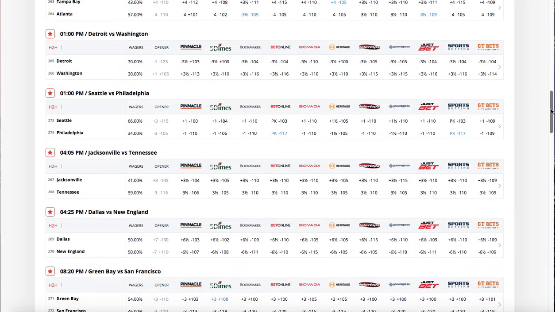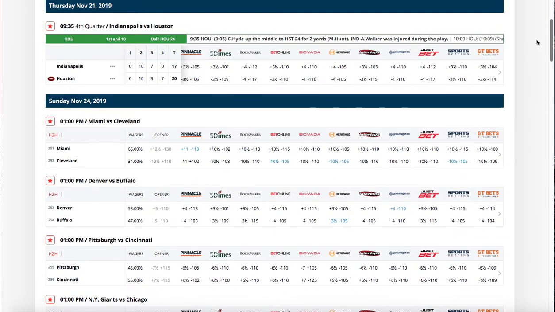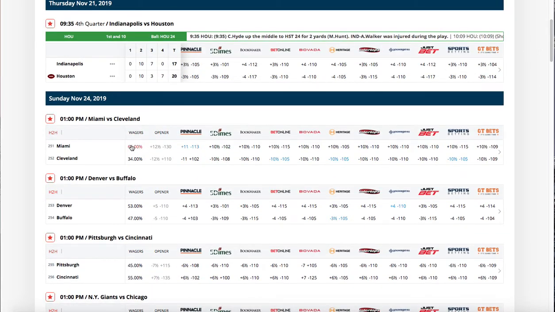If you got any questions about that, let me know. But again, to sort of review, majority of the tickets are on a team, and that line moves against them, and here it does, +12.5 all the way down to 10.5. It moved against them, right? Because the best line for Miami was +12.5. That means not only the majority of tickets are on Miami, majority of the money's on Miami. Okay?